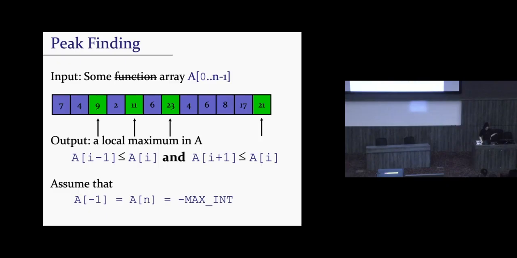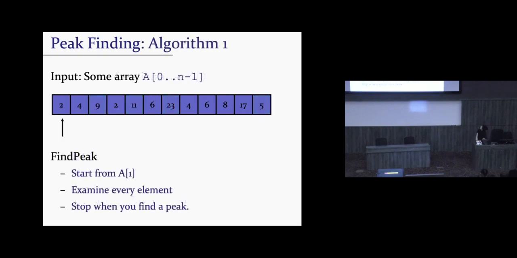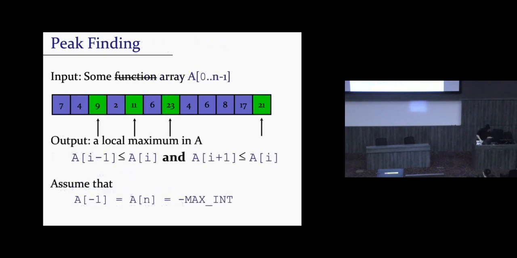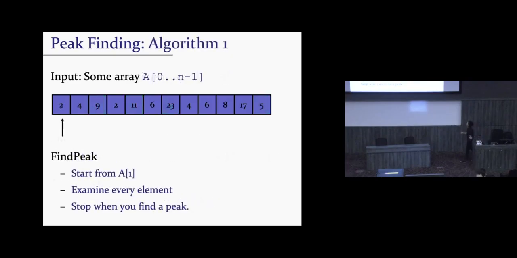Yeah? Oh yeah, why is 7 not a peak? Good point. I heard someone say that. I think it actually indeed is a peak. So yeah, somehow the 7 turned into a 2 in the next slide. Okay, good catch. But let's work with this.